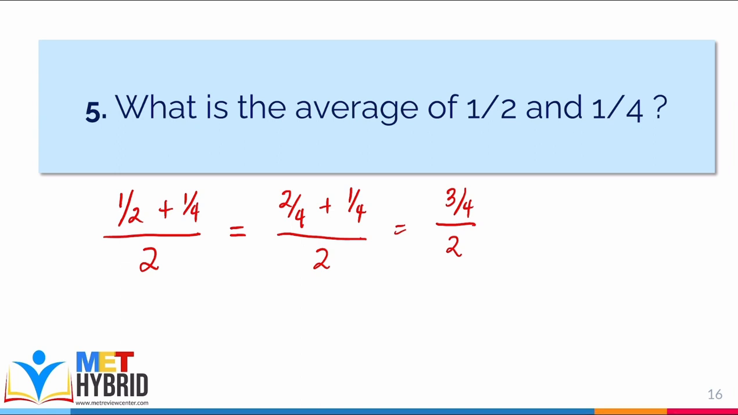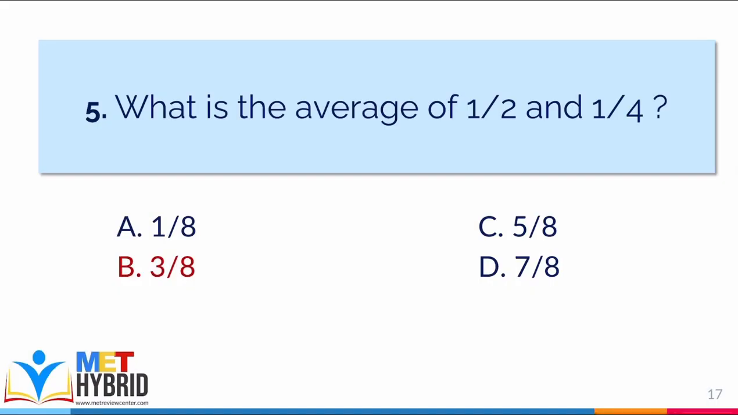Since we are dividing 3/4 by 2, we change the operation from division to multiplication and get the reciprocal of 2, which is 1/2. Multiply the numerators, then multiply the denominators. Therefore, our answer is 3/8, which is letter B.